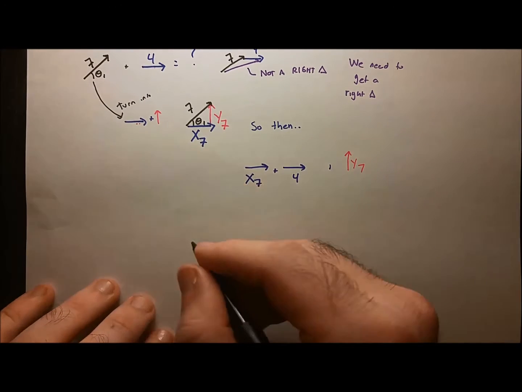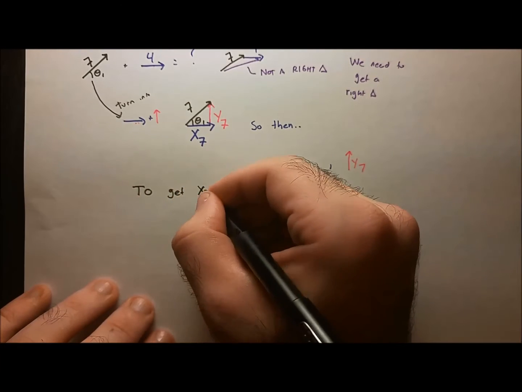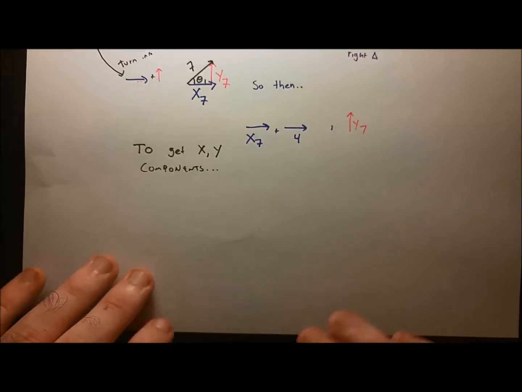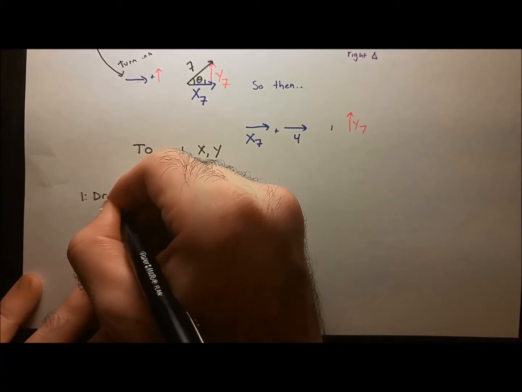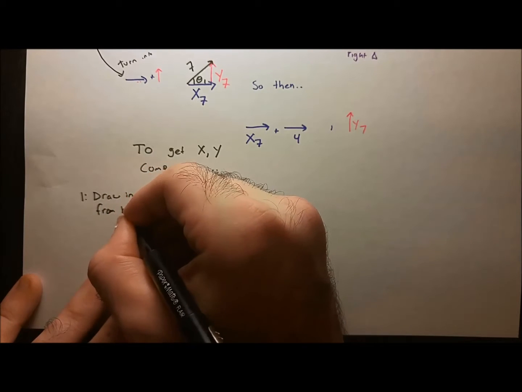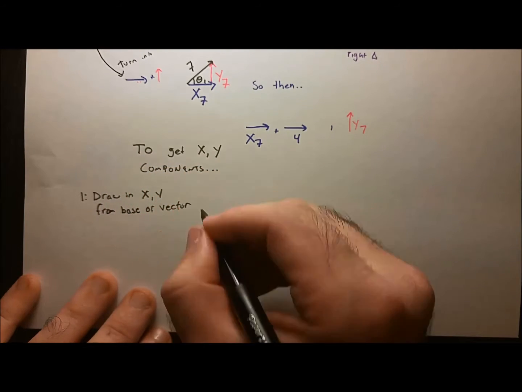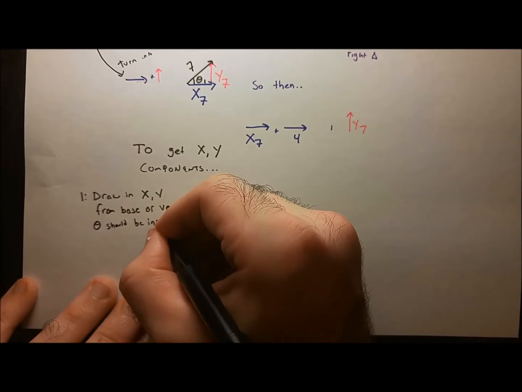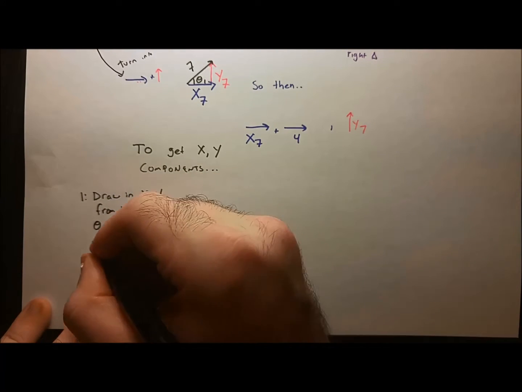And once I can combine them, I can get one overall x, one overall y. I can do the Pythagorean theorem. So let's write down how to get the x and y components from a situation. The first thing to do is I want you to draw in the x and y parts of your vector so they create a right triangle. And the theta should be inside of that right triangle.